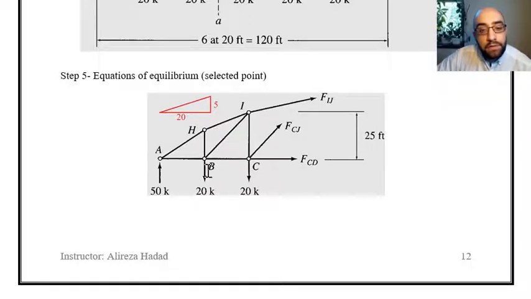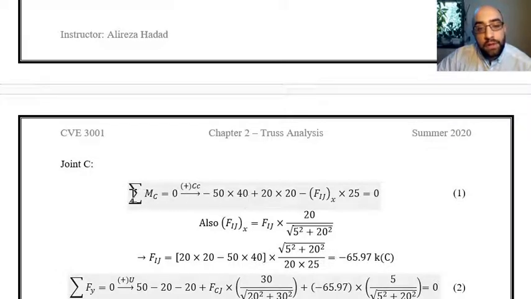There is one moment because of these 20 kips over here, one moment because of these 50 kips as the reaction at A, and also a moment because of the horizontal component of this Fij. As you can see, it has a horizontal component and a vertical component. The vertical component goes through point C. That does not create any moment, but the horizontal component of Fij will create some moment about point C. So we can write that in the equation. The equation that I'm talking about is mentioned over here.